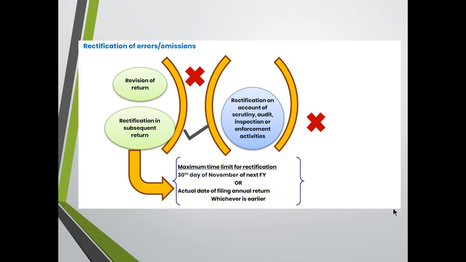Revision and rectification. Revision means you can revise the entire return. Rectification means only the mistake can be corrected. There's a difference between revision and rectification. Technically, no difference. In result, no difference. But legally, some differences are there.